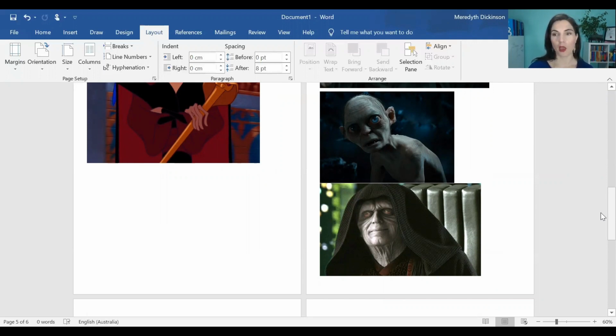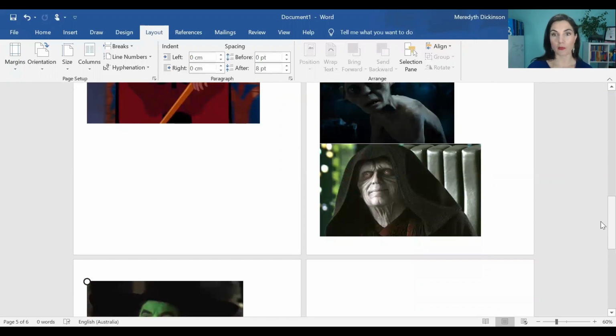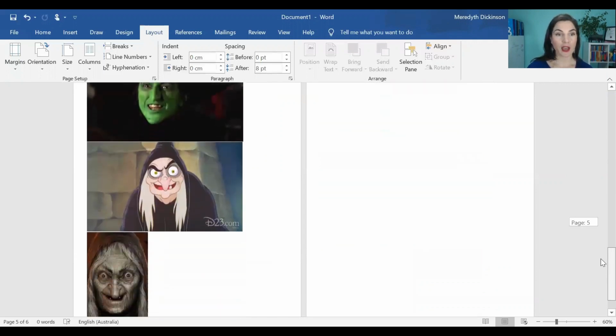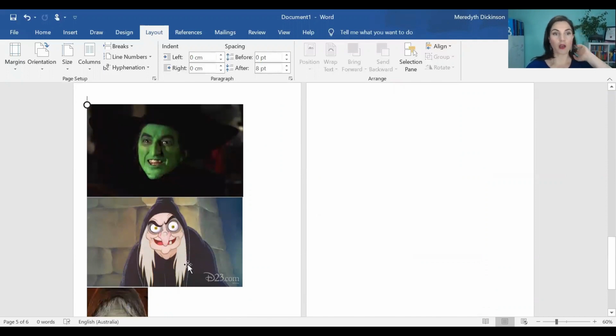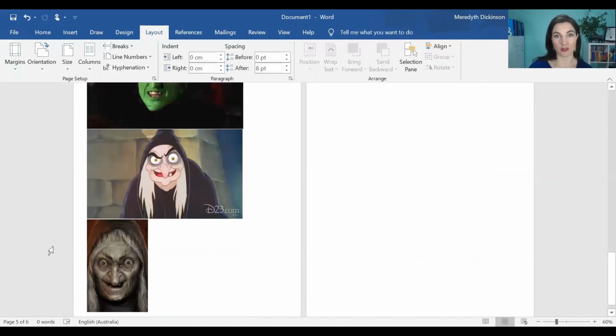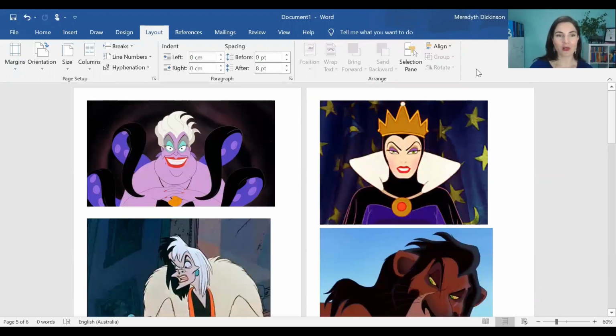Palpatine from Star Wars. And then we've got our quintessential witches. We've got the Wizard of Oz, Snow White again down here. And then this is just a random one that I found on the internet who looked very witchy to me. Okay, so let's have a look at some of the similarities that these four characters have. Now, we're looking for the things that let us know straight away looking at them that they're evil.